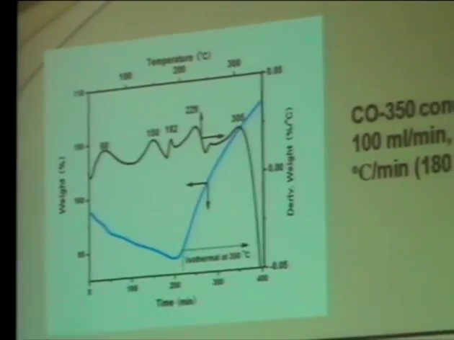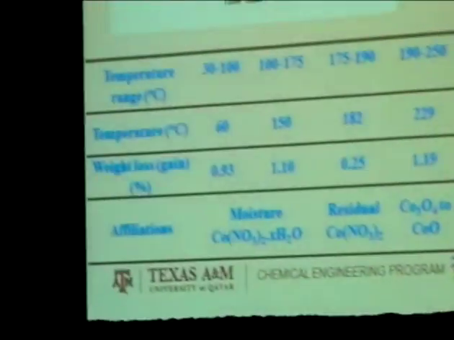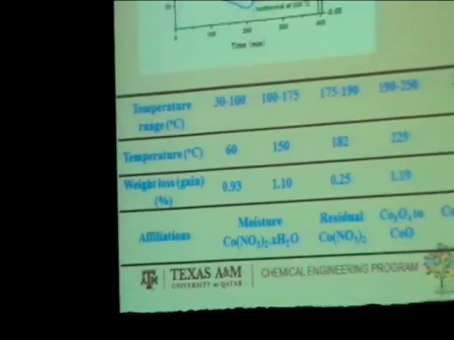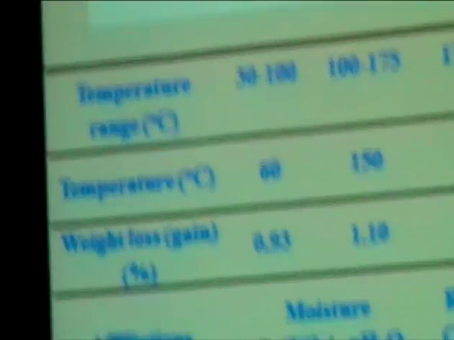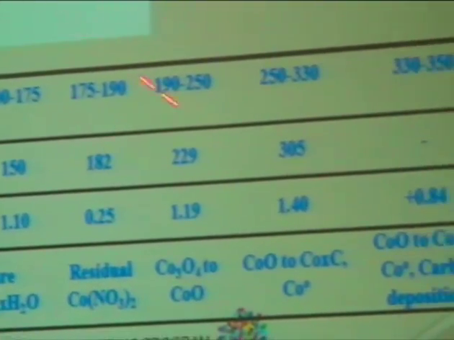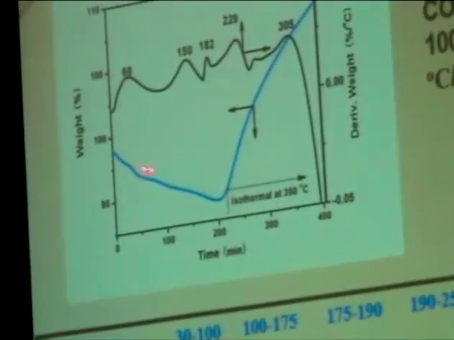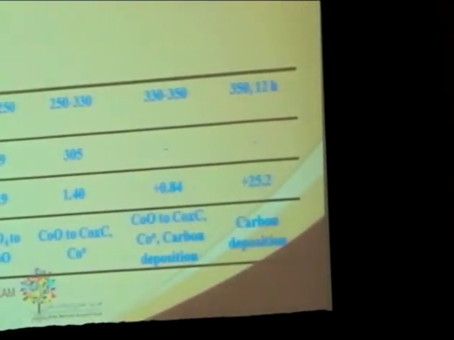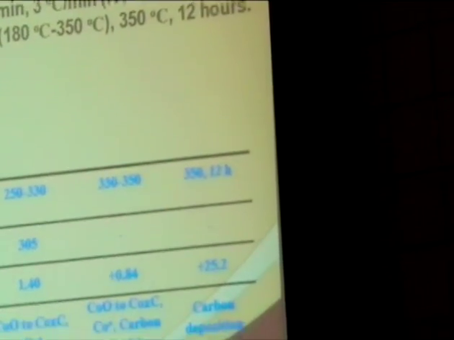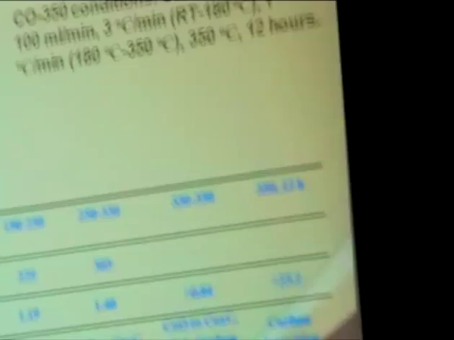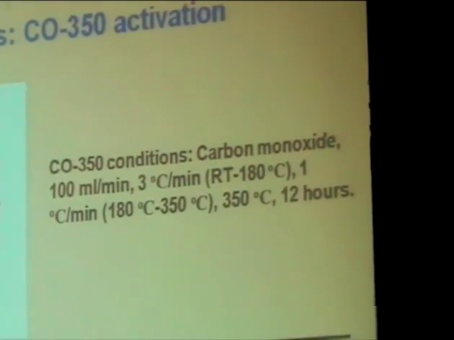All right, so at 350, if we do a reduction at 350, again we have a similar story, these residuals, moisture and all that. And then as we go to higher temperatures, we believe that's where we are reducing cobalt to carbide and metallic. And then at about 330 temperature, we start weight gain. We are not anymore losing weight, but we are gaining, and that's obviously some carbon deposition. And there's quite a bit of carbon, from here to here. It's a gain of about 25%. So a lot of carbon is there. We're doing CO reduction at 350, as opposed to reduction at 250.